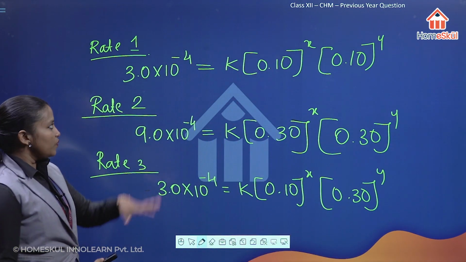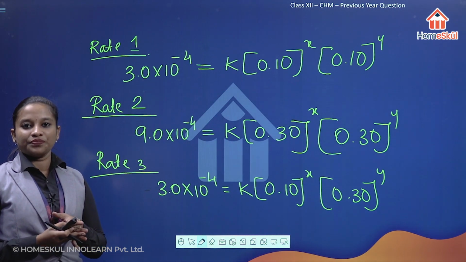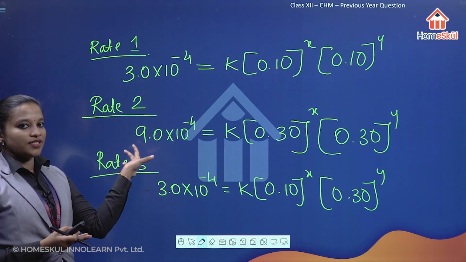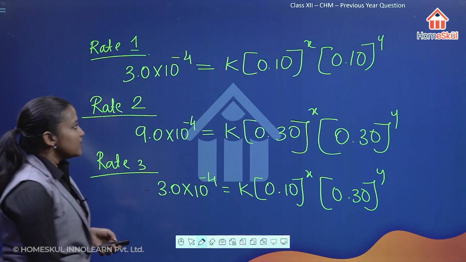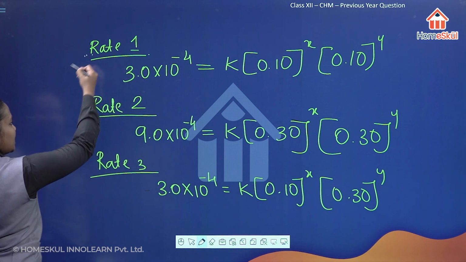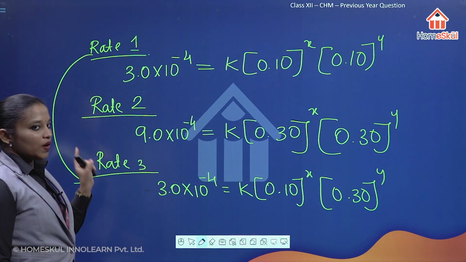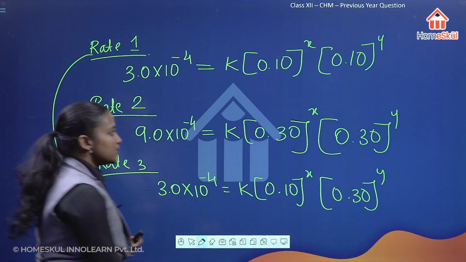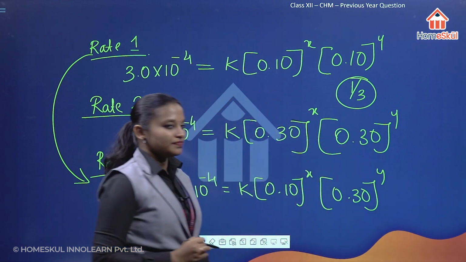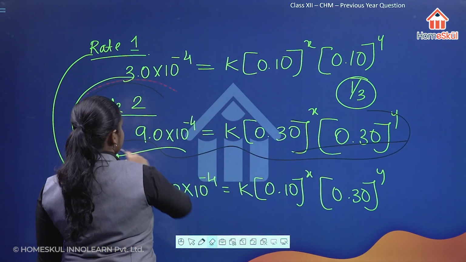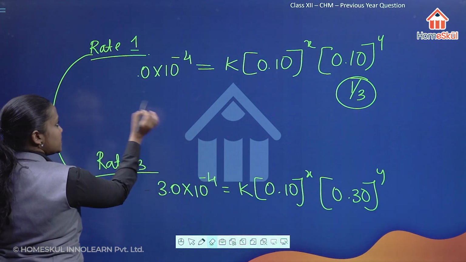Okay, so we took 3 different experiments and the rate expressions. Based on this, we have to calculate what the values of X and Y are. For that, first we can take 1 and 3. Let's take 1 and 3 and divide equation 1 by 3. Let's see what happens there.